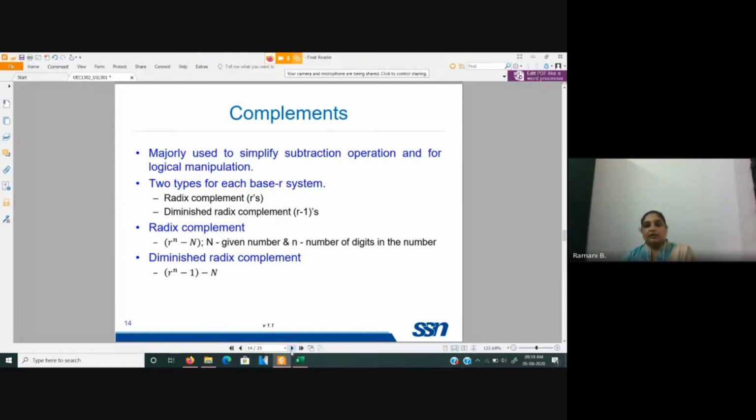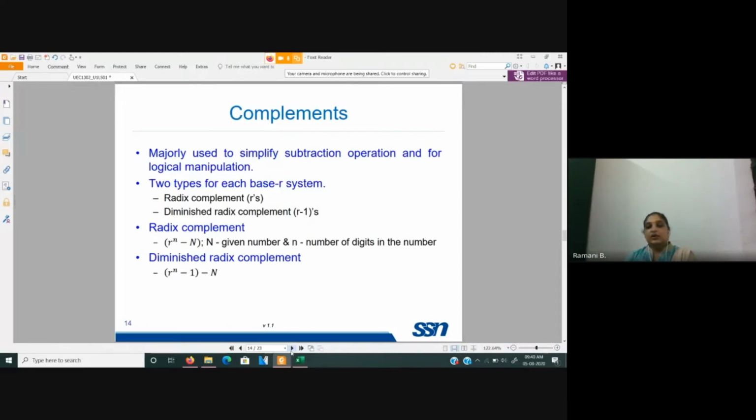With respect to complements, for each of the base systems you have two types of complements. That is radix complement and diminished radix complement. The radix complement is called the R's complement, and the diminished radix complement is called the R minus 1's complement. So depending on the base, in case of binary you will have 1's and 2's complement. In case of decimal, you have 9's and 10's complement. In case of octal, 7's and 8's complement, and in hexadecimal it is 15's and 16's complement. However, octal and hexadecimal we won't be seeing much. We will only go through the binary and decimal system complements.